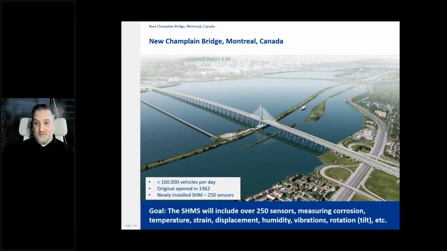It replaces the Champlain Bridge, which originally opened in 1962 in Montreal, Canada. The structure carries currently 160 vehicles per day across the St. Lawrence River. Structural health monitoring in this case will enable the optimization of performance, maintenance, and rehabilitation, and it will be done on an ongoing basis, so one of those permanent systems we talked about. And it's comprised of 250 sensors, and it's not a standalone system in Montreal. It is part of a state-of-the-art asset information monitoring system, which we'll take a closer look at as well, or at least an overview of what the concept is there in Montreal.